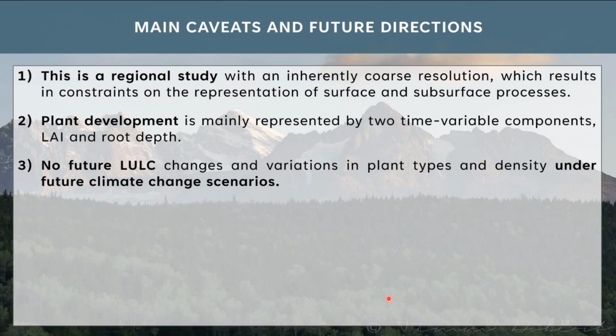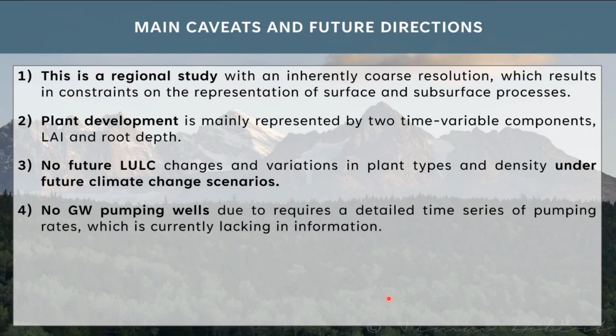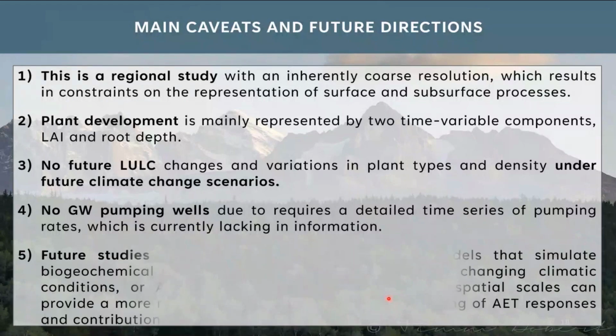Also, we didn't include future changes of land use, land cover data sets or maps. So we don't have this variation of the plant types or the density of them in the future climate change scenarios. We also didn't include groundwater pumping wells, because that requires a lot of detailed data and time series of the pumping rates, but currently that information is lacking.